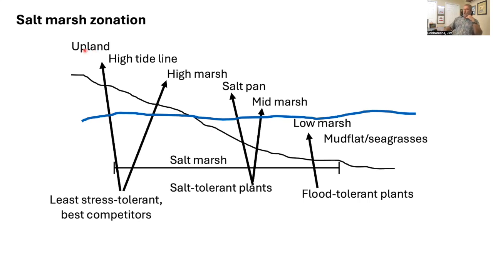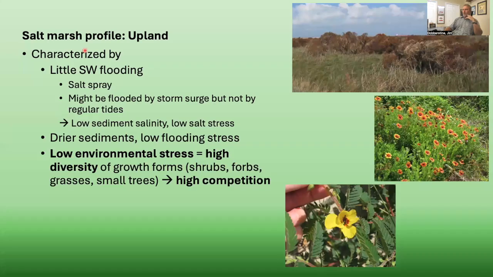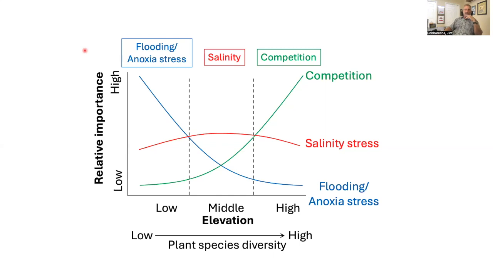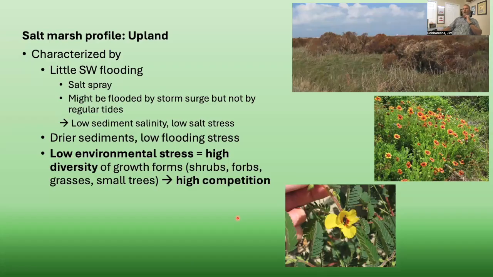This slide, by the way, sorry, I'm kind of zipping past that. It's essentially the same thing. What I'm showing you here is that as you go from low elevation to high, plant species diversity tends to increase because the stressors are less as you get away from the water. So when we look at these salt marshes, we'll start high and go low here.